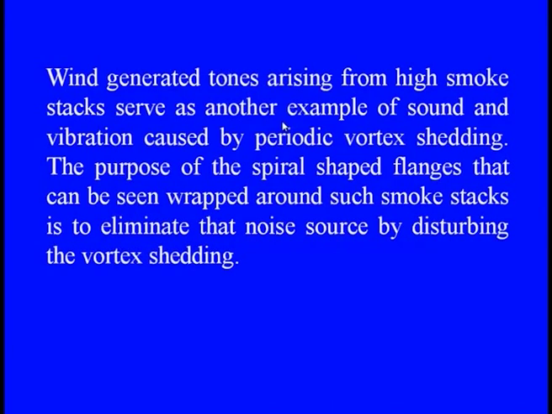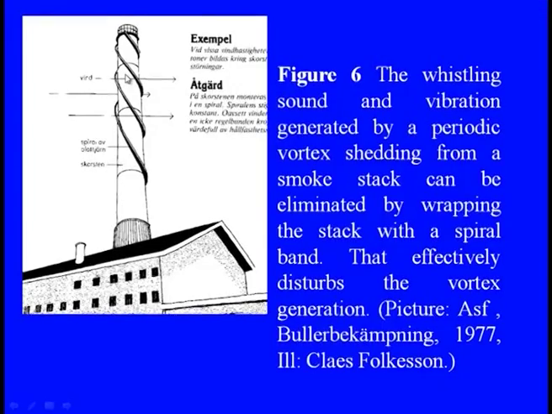That is why the spiral shaped flanges are wrapped around these smokestacks, so that whatever velocities are passing through, we can at least obstruct or disturb the flow, so that the vortex shedding can be disturbed. So you see here, this is what it is. We have clear spiral features, which are there to avoid the whistling sound in the entire smokestack, so that we have a clear distribution of vortex generation.